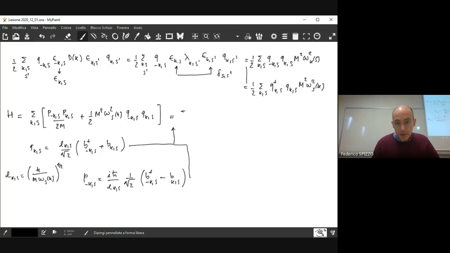So by making this change of coordinates, the Hamiltonian can be written in this way: H bar omega_S of K, B cross K B K plus 1/2.